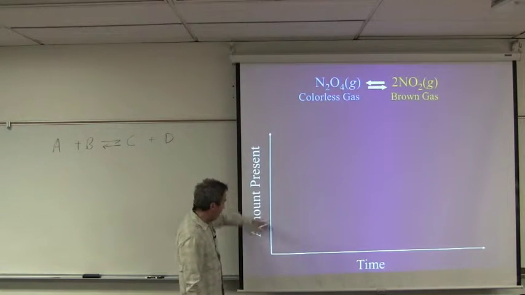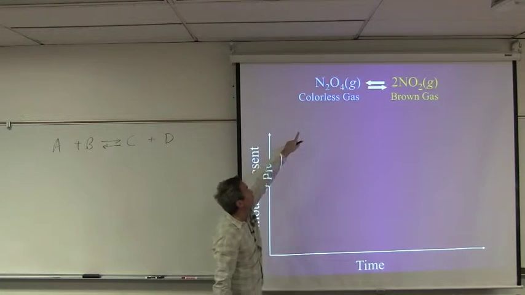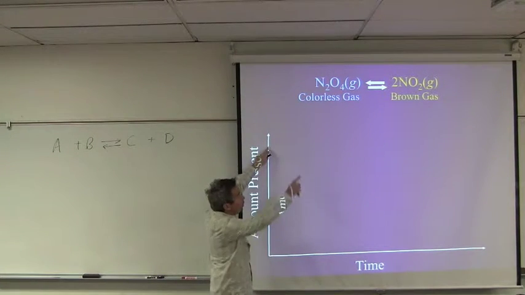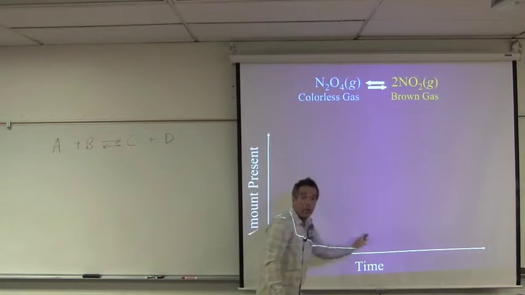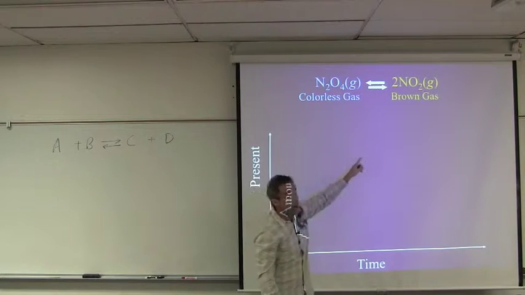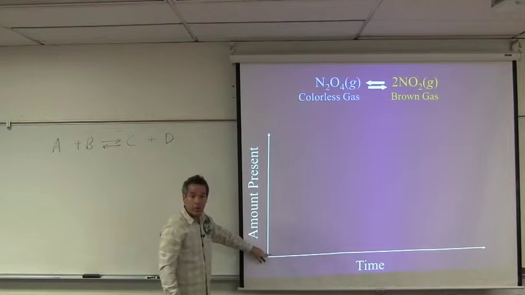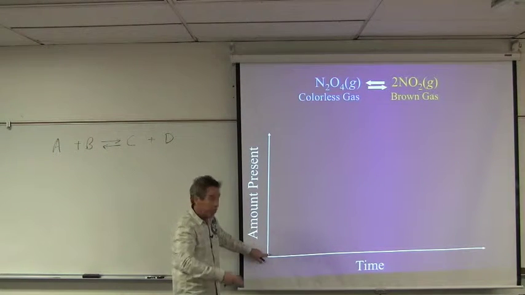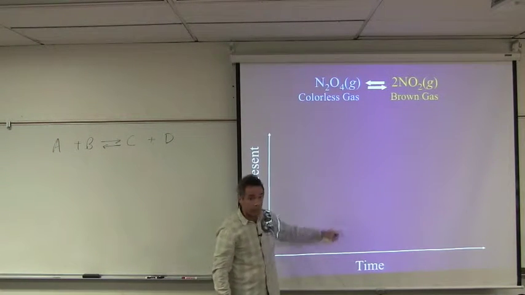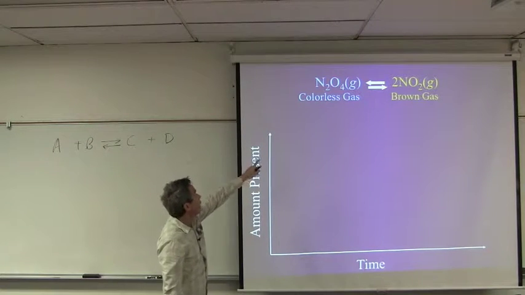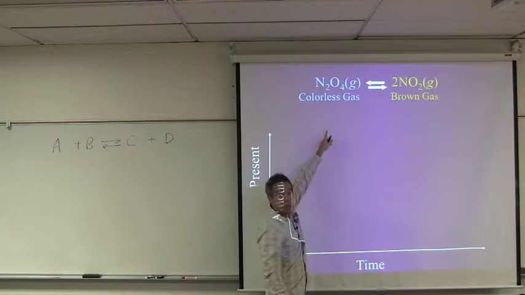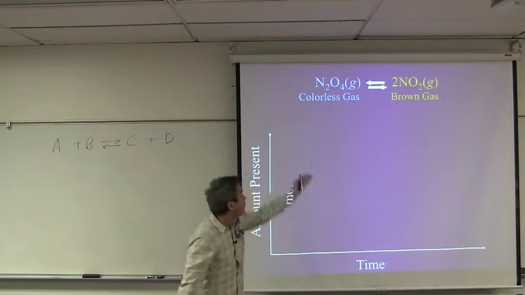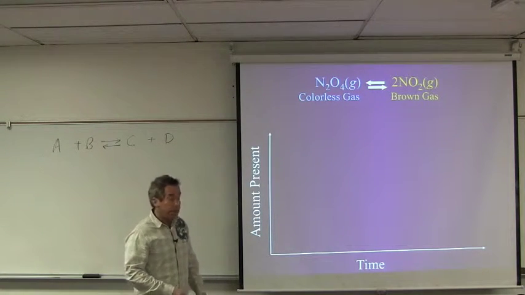So initially, at time equals 0, we're going to have a whole bunch of N2O4. Then as time goes on, it starts to react, get converted into NO2, and we'll see the concentration go down. For NO2, the concentration starts at 0, but as the N2O4 decomposes, we'll see that concentration increase. I plotted the concentration of N2O4 with a blue line and the concentration of NO2 with a yellow line to match those colors up there.